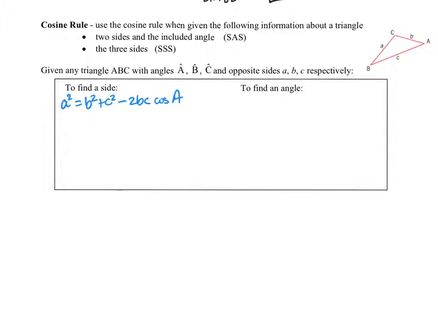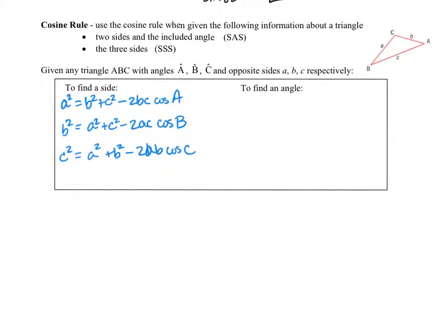Now, another version of that same law is, what if we start with b squared? Then b squared would be equal to a squared plus c squared minus 2ac times the cosine of angle B. And the third way we can write it is that little c squared is equal to a squared plus b squared minus 2ab times the cosine of angle C. If you need to find a side, this is the version of the law that you'd want to use.